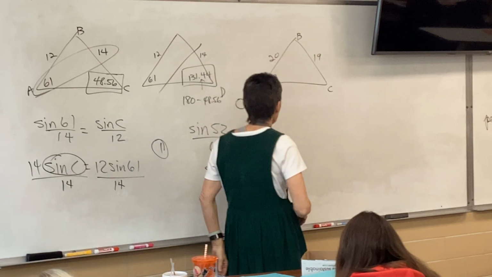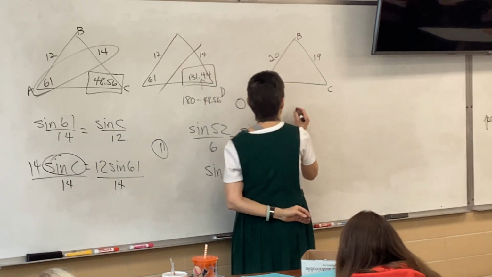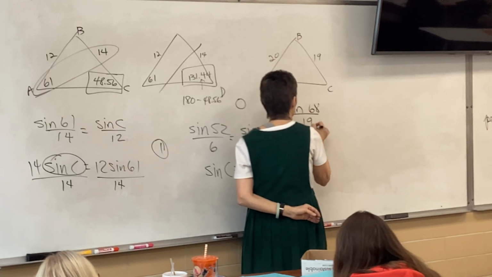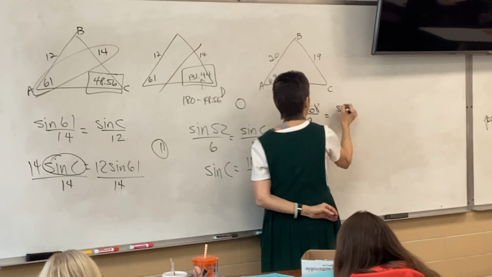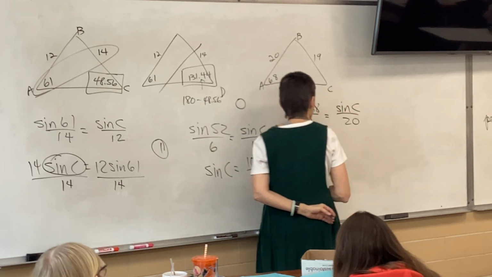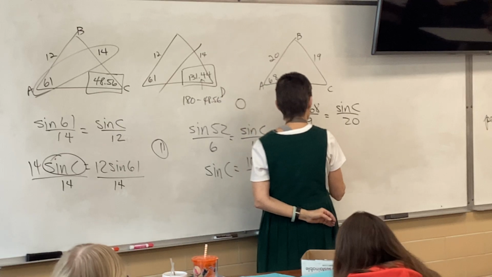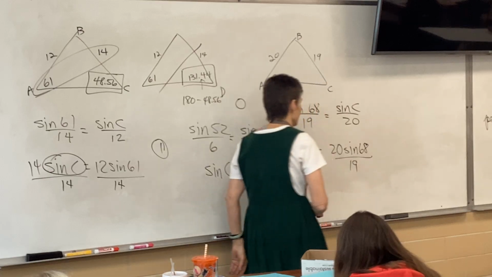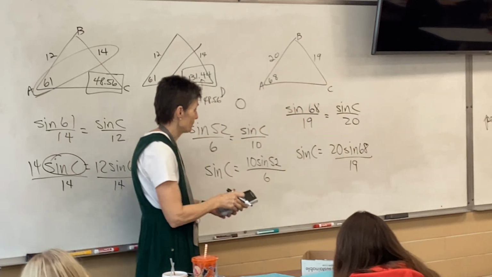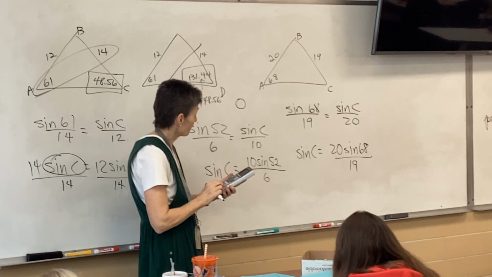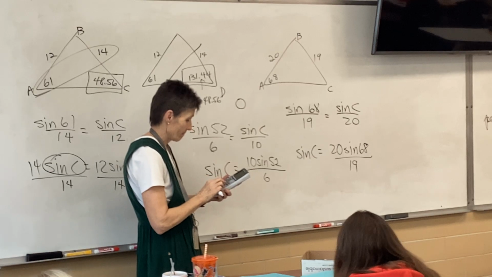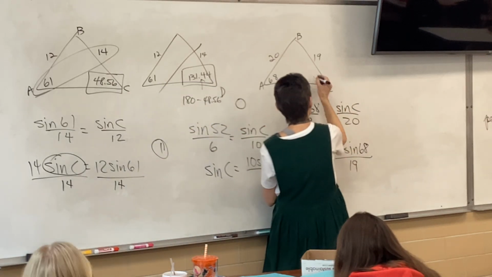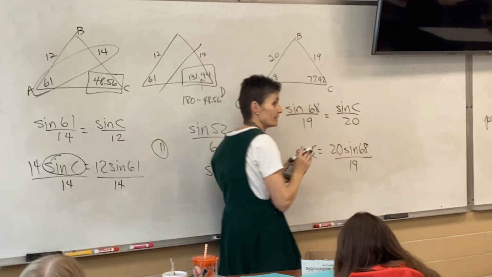All right, Owen, what's my law of sines look like for problem C? Sine 68 over 19, beautiful, is equal to sine C over 20. Beautiful. All right, let's cross multiply, divide, and inverse sine that fraction. 77.42. Anybody else get that?